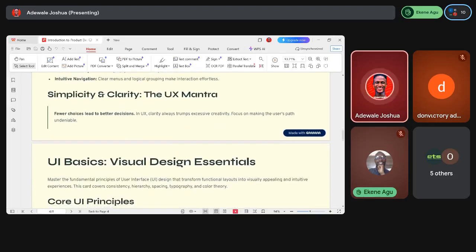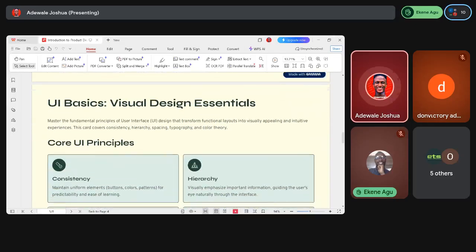Then the UX mantra, which is simplicity and clarity. Fewer choices lead to better decisions. In UX, clarity often trumps excessive creativity. Focus on making the user's path undeniable. So it is clarity, how clear you are on a problem and on a solution, that brings about simplicity. Simplicity doesn't just happen. It's not magic. It's how well you've been able to understand the problem, so you can now bring in possible solutions. So as a product designer, be simple and be clear. That's what I would say.